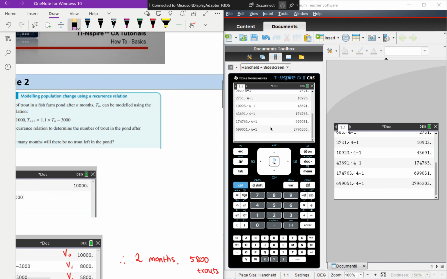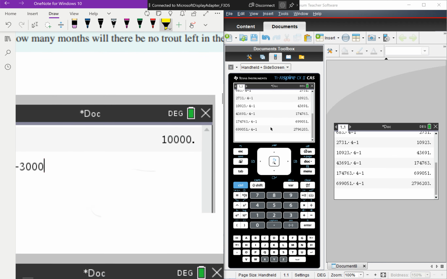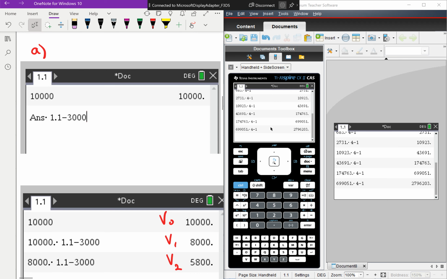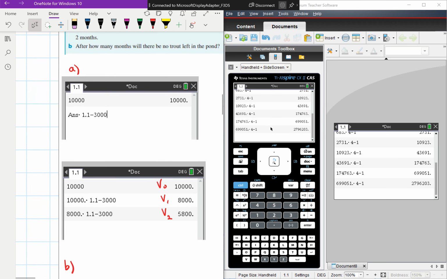So you can see here, all I did was you've got 10,000, you start off with 10,000, and the model is times by 1.1 and minus 3,000, and that's what I did in my sort of solutions here for you to see. I just started with 10,000 times 1.1 minus 3,000, and that's how I answered my questions. They asked for V2, they asked for 2 months, I just entered it twice, and I've got V2 over there. Okay, so that's what 9A is practicing.